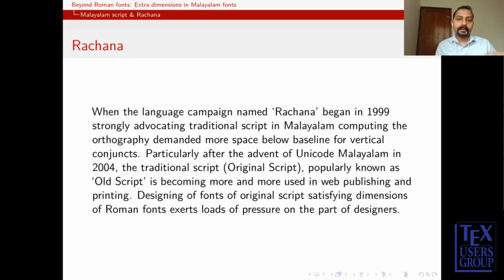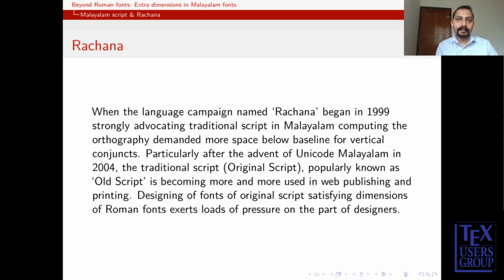But when it comes to the traditional script, there was a language campaign called Rachana, started in the year 1999, advocating that the traditional script must be used in Malayalam computing and orthography. Now, these traditional scripts require a lot more vertical space due to the stacked conjuncts. The old script, or the traditional script, is much more popular thanks to Unicode and the web.